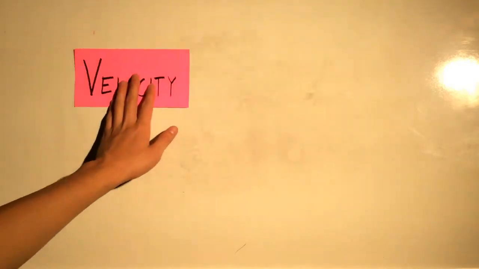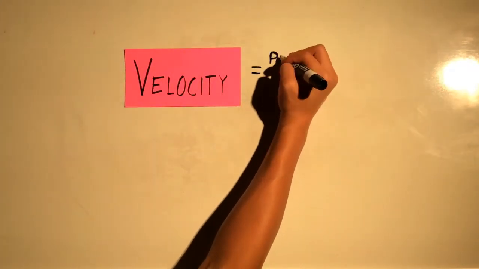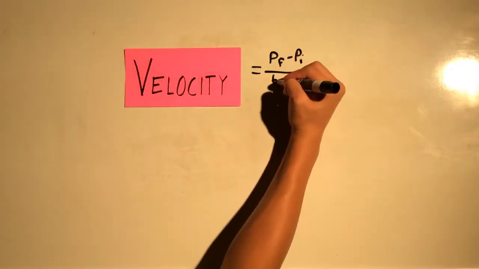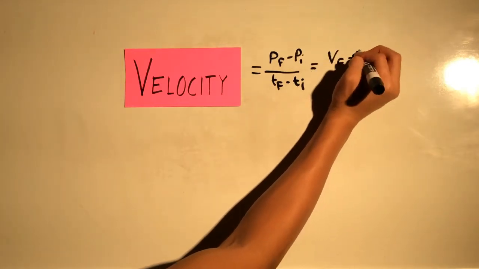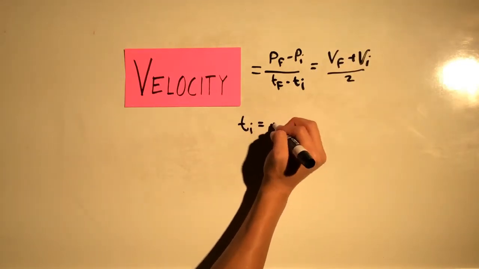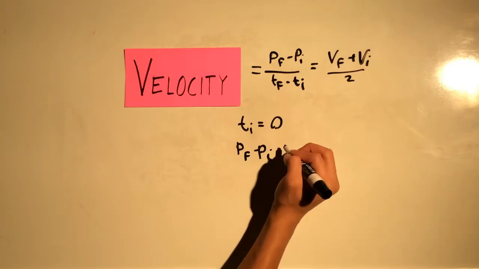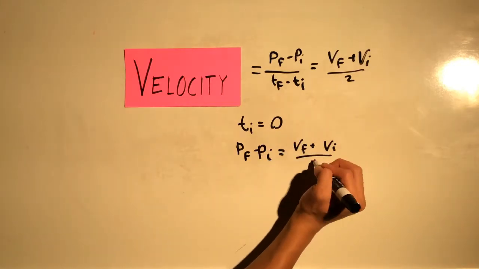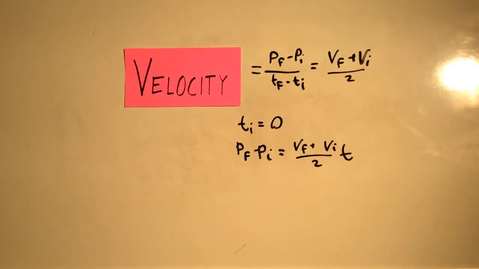Now we can move on to the definition for velocity, which is change of position over time. It is also equal to the final velocity plus initial velocity divided by 2. Again, we manipulate the equation so that t initial is equal to 0, allowing us to get this answer.